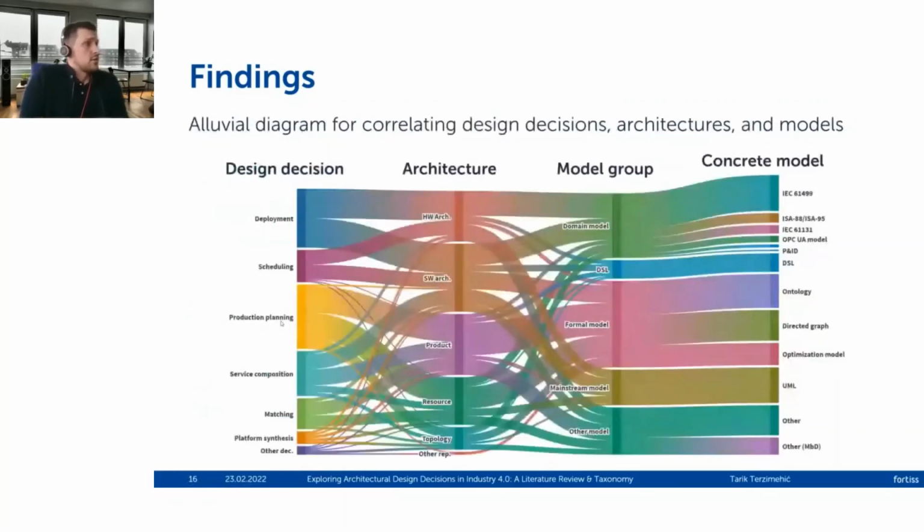This slide shows an alluvial diagram collating design decisions, architecture, and models. Just shortly, what we can see here is that you usually use hardware and software architecture for deployment and scheduling problems, and the products and resources models for production planning and matching, for example. We see application of different modeling approaches here. Formal modeling is quite frequent. Also, we have a lot of application of ontologies and directed graphs, but domain-specific ones are also quite common as well, especially those with IEC 61499, and they are mostly used for modeling software and hardware architecture, as we saw here.